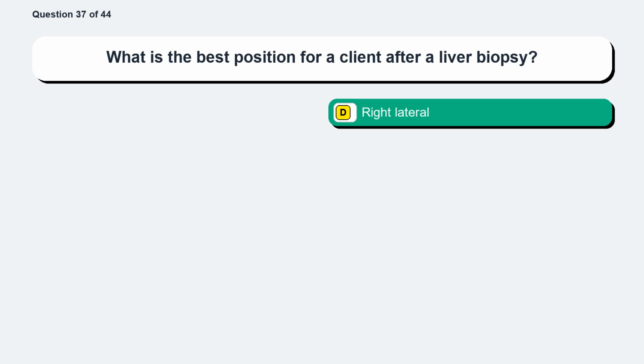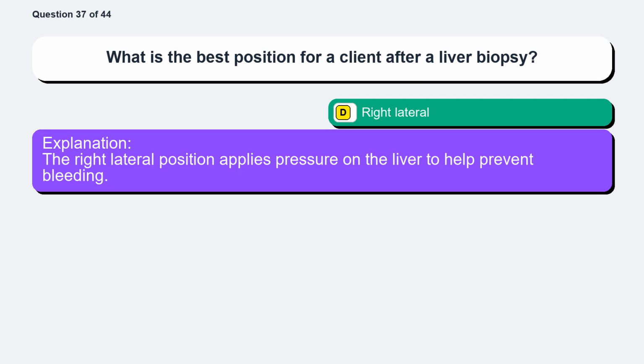The correct answer is option D. Right lateral. The right lateral position applies pressure on the liver to help prevent bleeding.